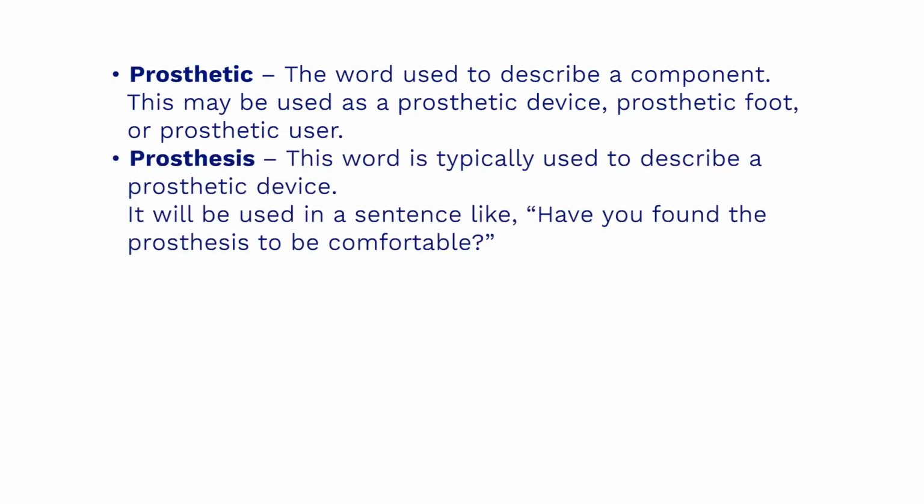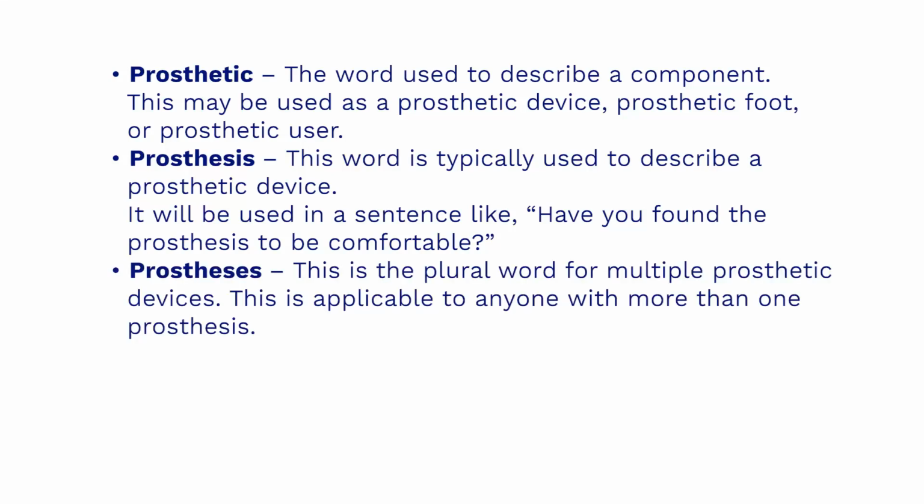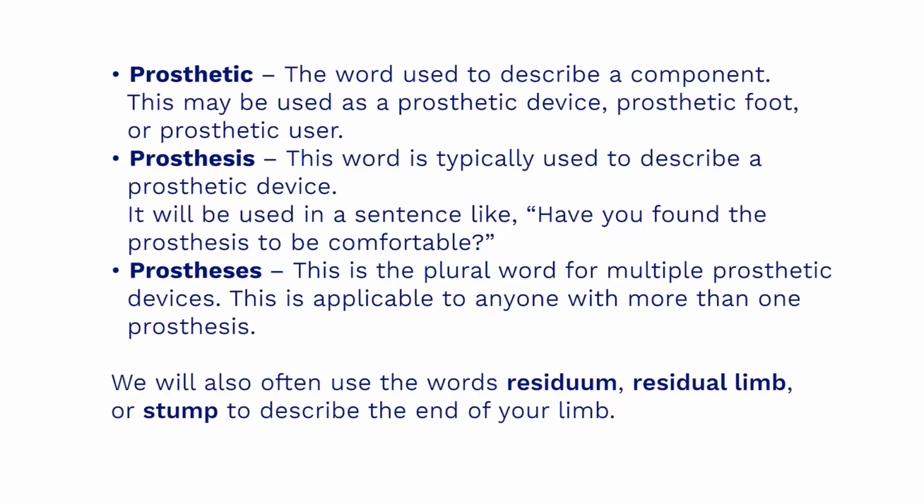Prosthesis. This word is typically used to describe a prosthetic device. It will be used in a sentence like, have you found the prosthesis to be comfortable? Prostheses. This is the plural word for multiple prosthetic devices. This is applicable to anyone with more than one prosthesis. We will also often use the word residuum, residual limb, or stump to describe the end of your limb.